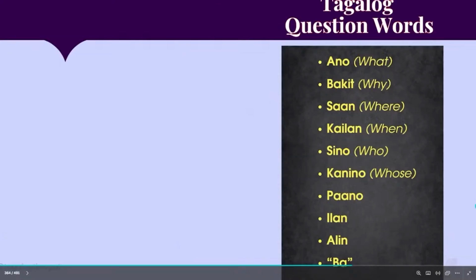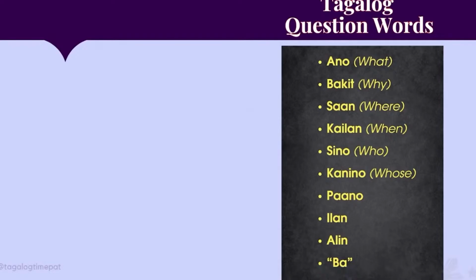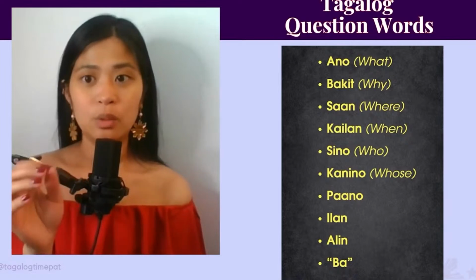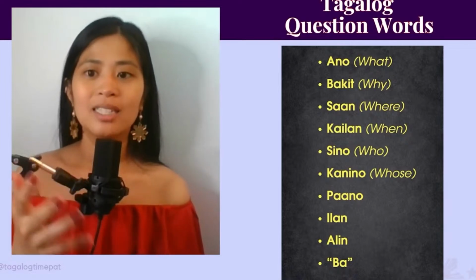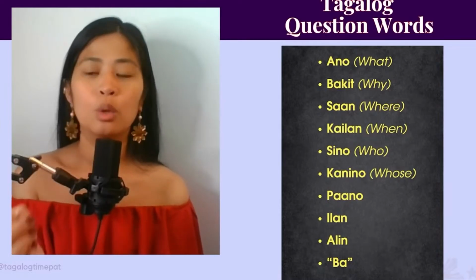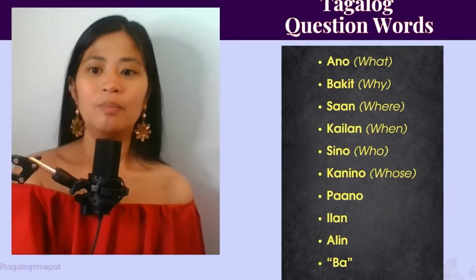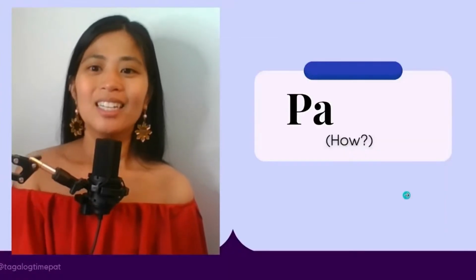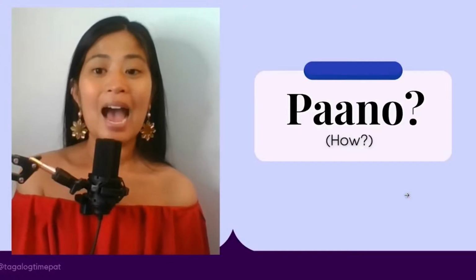Okay. Let's just look at all of the questions that we have learned here. So we learned ano means what, bakit means why, saan means where, sino means who, kanino means whose. Then we're going to learn these last 4 here. Next, paano means how.